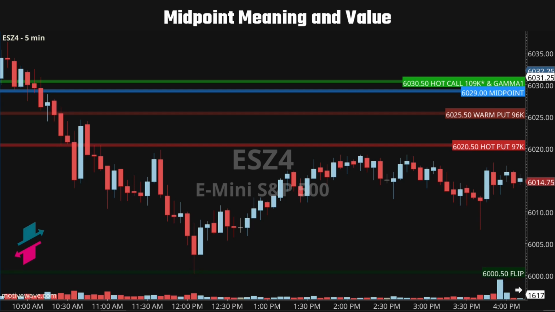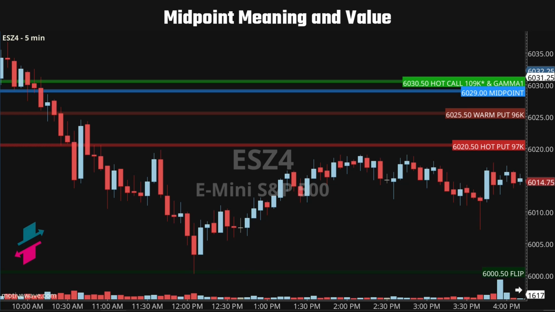Okay, so now we come to midpoint. Now, I've got what the hot calls and puts are. I've got what the warm calls and puts are. I've got what the flip level is. And now we have something in blue called the midpoint. Let's talk a little bit about this.